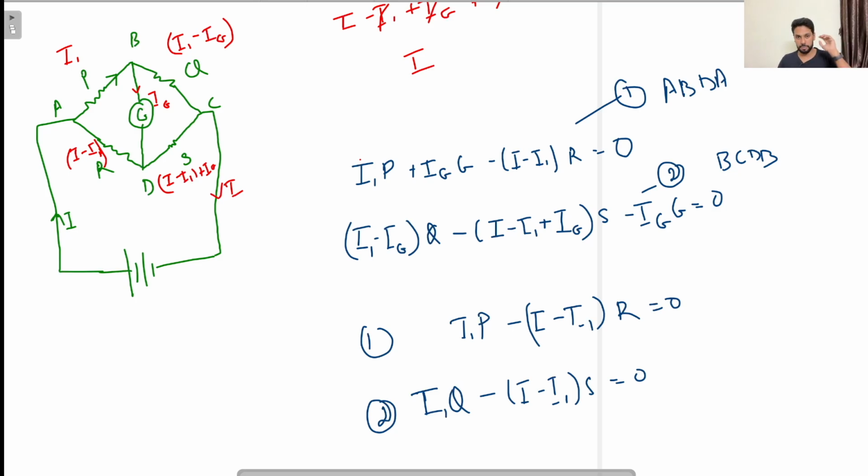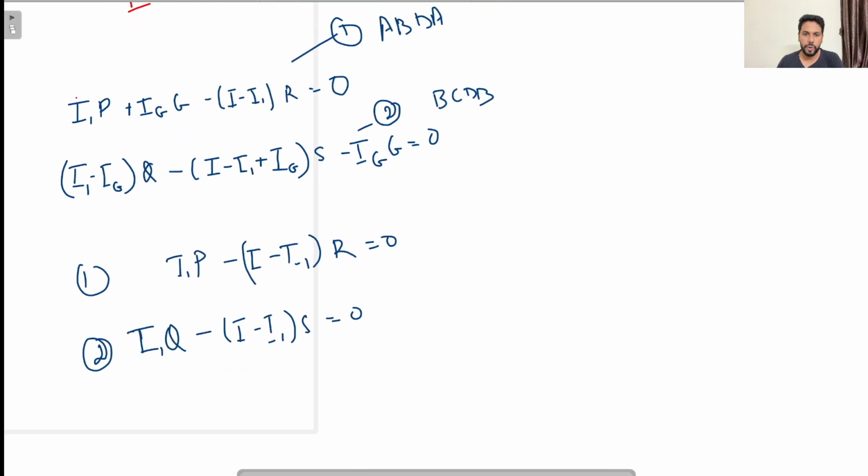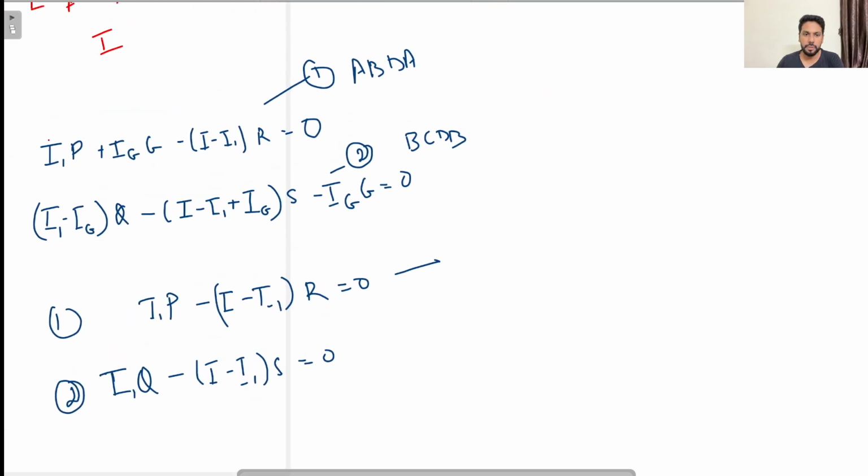So yeah, we have to be very careful in that situation. Now equation number 1 can be turned into this: I1 into P equal to I minus I1 into R. In the same way, equation number 2 can be turned into, I'm just changing the sides, that's all. I'm not doing anything big, I'm just changing the side here and there.